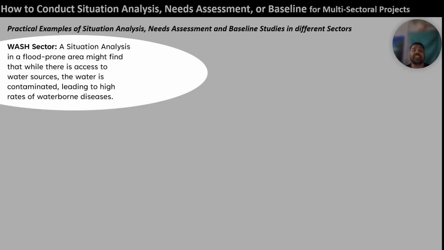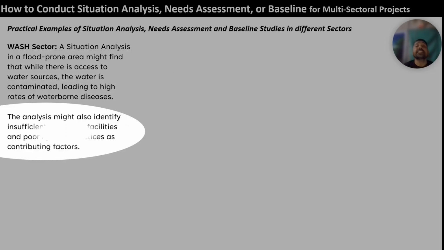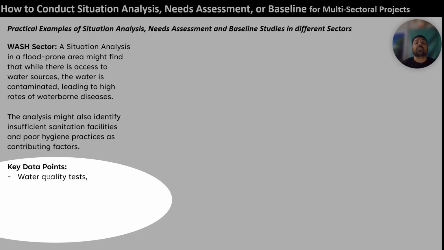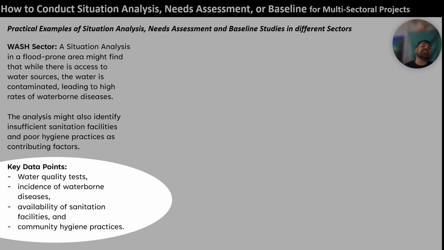For the WASH sector, a situation analysis in a flood-prone area might find that while there is access to water sources, the water is contaminated, leading to high rates of waterborne diseases. The analysis might also identify insufficient sanitation facilities and poor hygiene practices as contributing factors. The key data points for this: water quality tests, incidence of waterborne diseases, availability of sanitation facilities, and community hygiene practices.